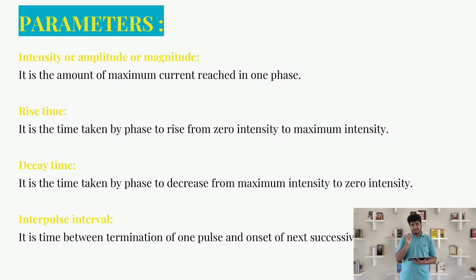The decay time is the reverse, or totally opposite, of the rise time. In rise time it goes from zero intensity to the maximum, while in decay it goes from maximum intensity to zero intensity. So the time between maximum and zero is the decay time. The interpulse interval is the time between termination of one pulse and onset of the next successive pulse. It involves two different pulses, unlike the onset and termination of the same pulse.